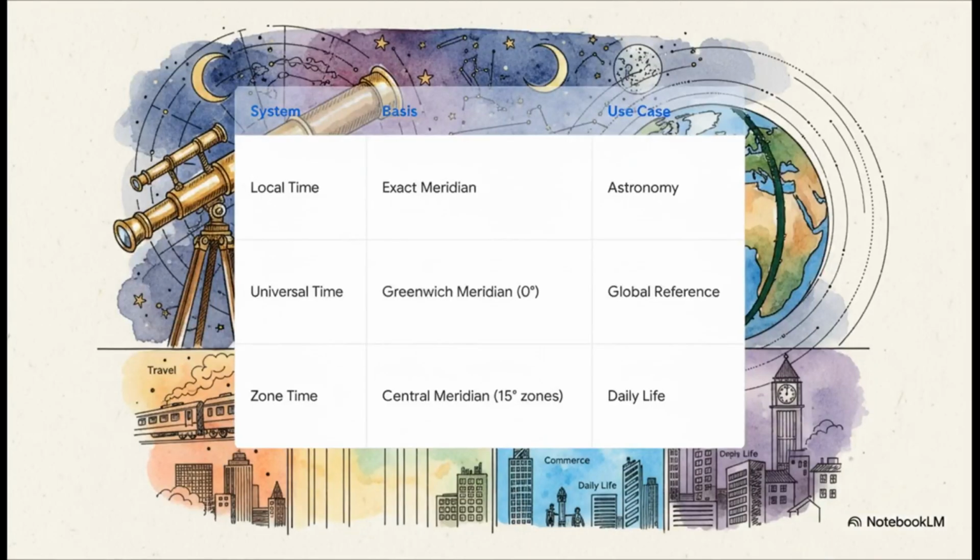This table really clarifies the distinct roles of each system. You have local mean time, which is physically precise and used for astronomical observation. Then there's universal time, our global constant for scientific reference. And finally, you have zone time, a practical compromise that allows civilization to function.